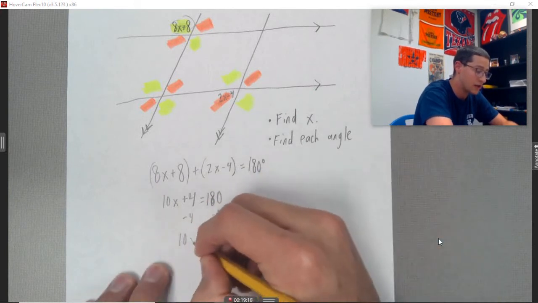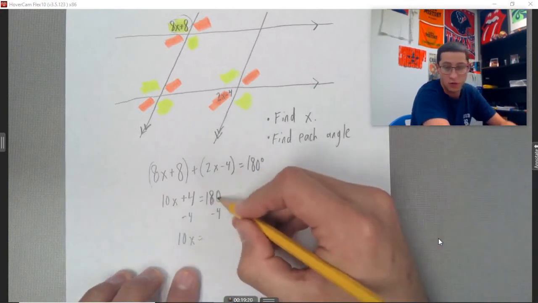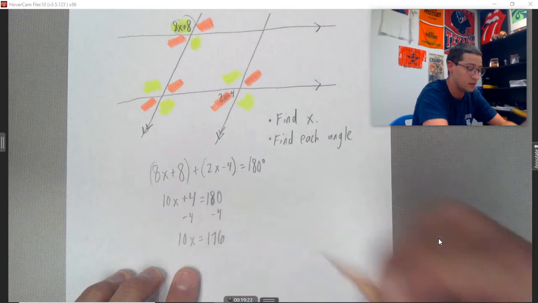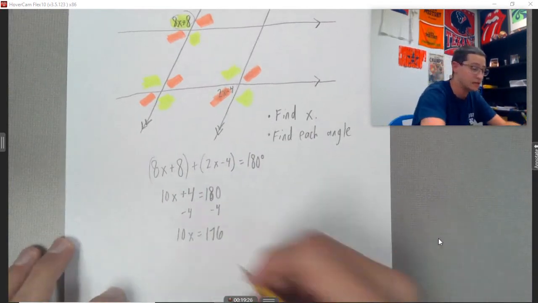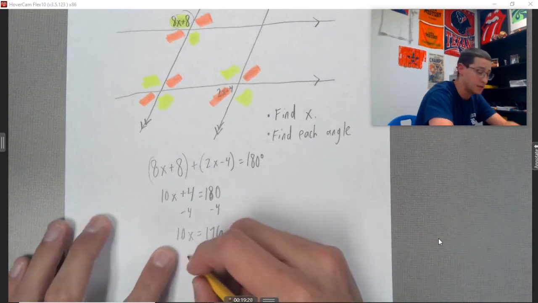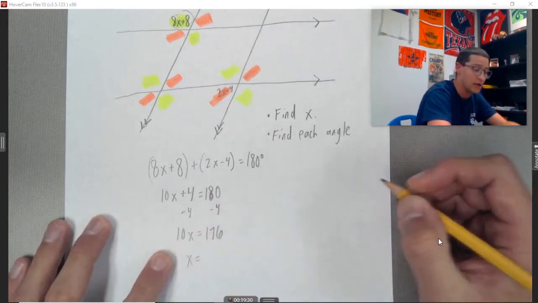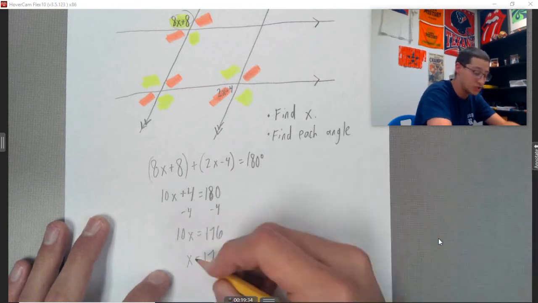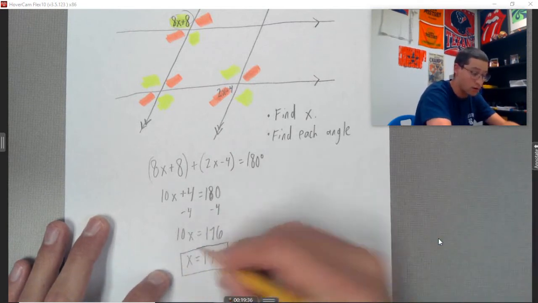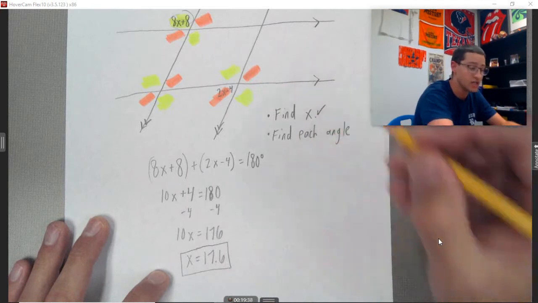So I've got 10x is equal to 176. And then I will divide by 10 to get my x. And so I get x is equal to 17.6. Okay, and so that's one part, right? I found x. I can check that off.